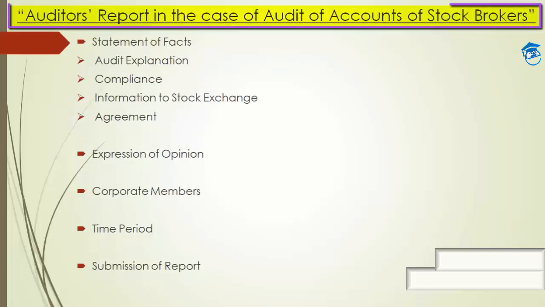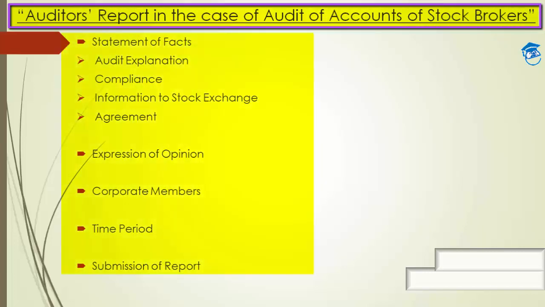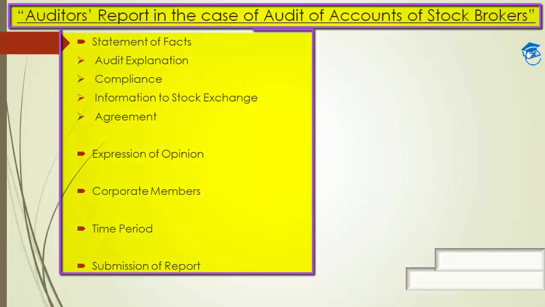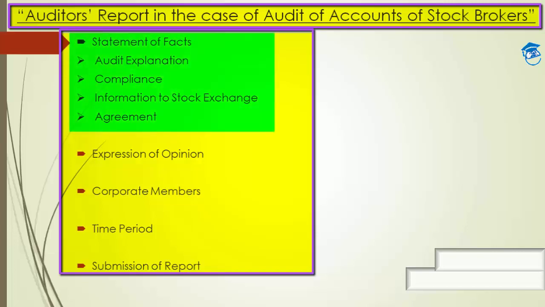So the number one thing that comes up is the statement of facts. The auditor is required to state a few things. Number one, audit explanation: whether the auditor has got the necessary information and explanation required for the purpose of audit or not. Number two, compliance: whether the member of stock exchange has complied with all the requirements stipulated by the stock exchange in relation to maintenance of accounts or not, that is, maintenance of separate books of accounts for different memberships.